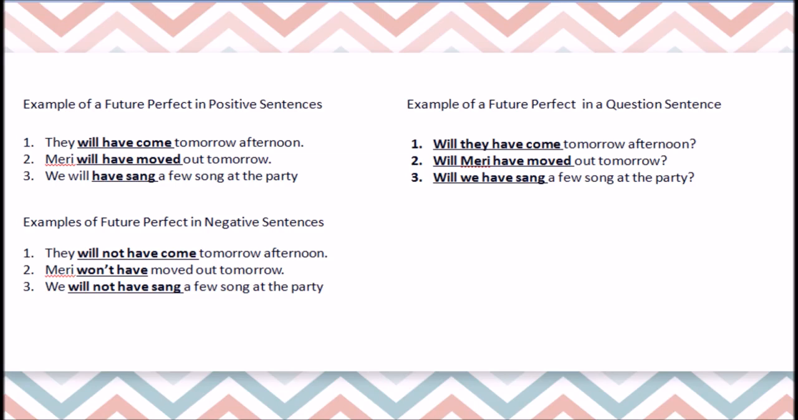Example of future perfect in negative sentence. They will not have come tomorrow afternoon. Mary won't have moved out tomorrow. We will not have sung a few songs at the party.